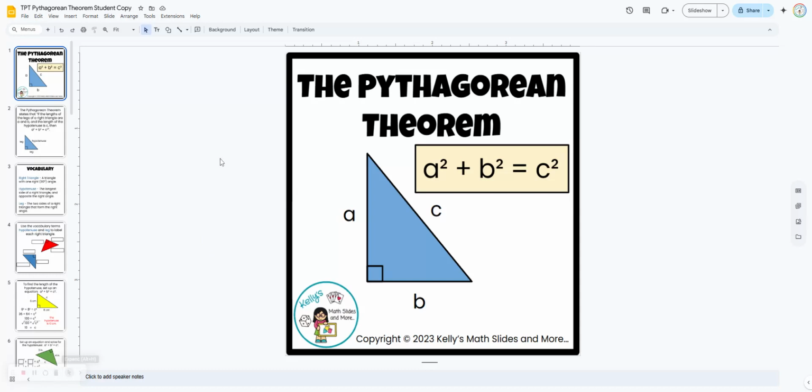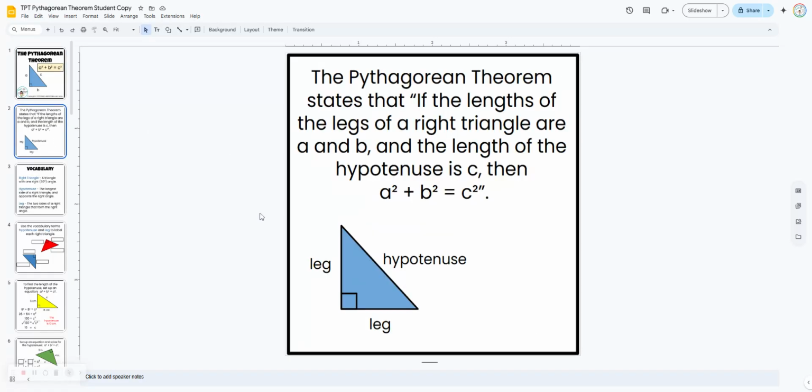The Pythagorean Theorem, this is a digital lesson, and it introduces students to this idea that if we have a right triangle, the Pythagorean Theorem states that if the lengths of the legs of the right triangle are a and b, and the hypotenuse is c, then a squared plus b squared equals c squared.